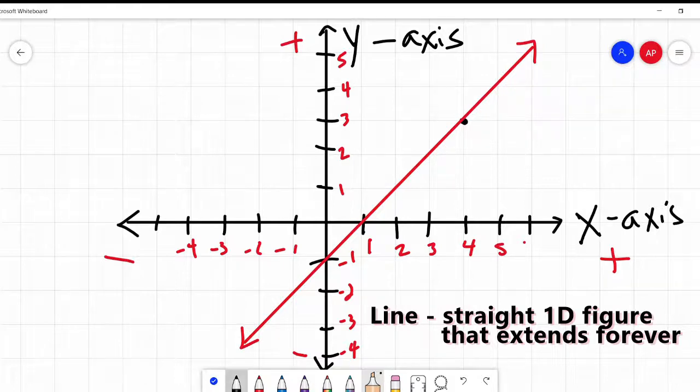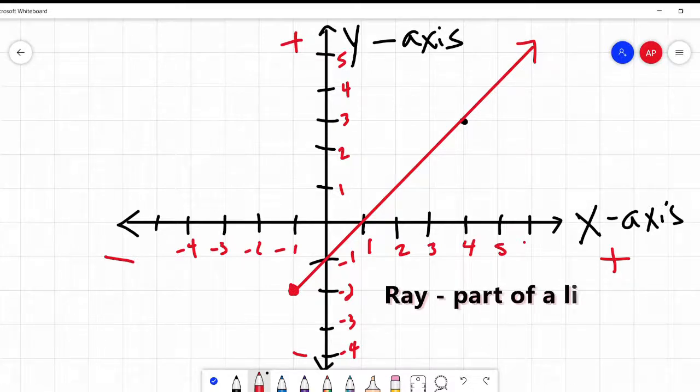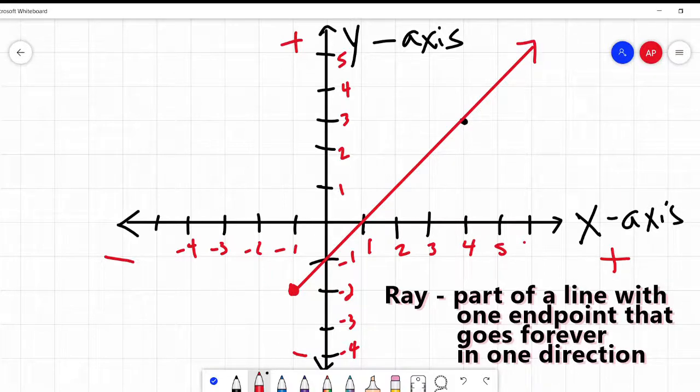I know in everyday life, that's a line, even that can be a line. In geometry, it's very specific. It's straight and it goes forever. Okay, if there is an endpoint, like say here, so it has one endpoint and then it goes forever in one direction, this is called a ray. A ray. You can see sometimes they will say, oh, it's part of a line.